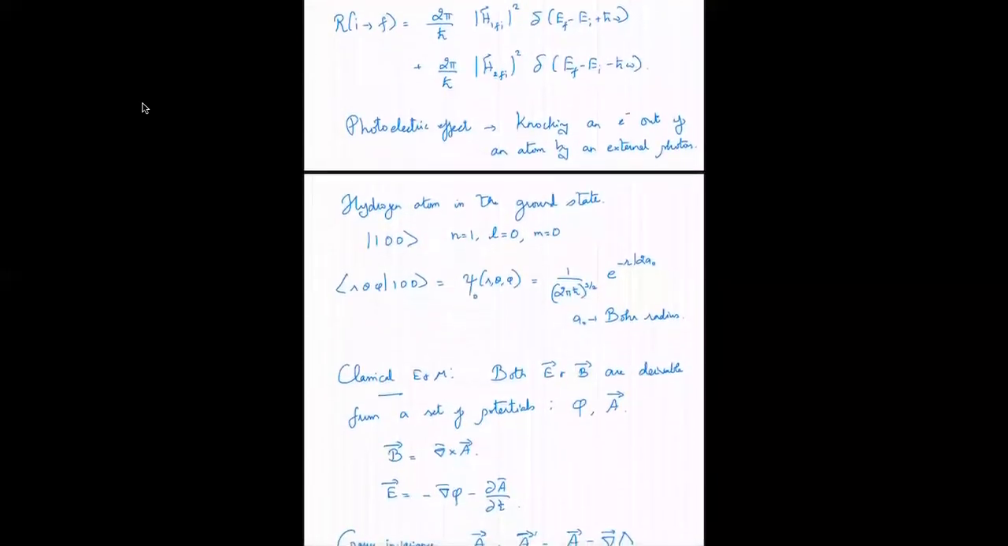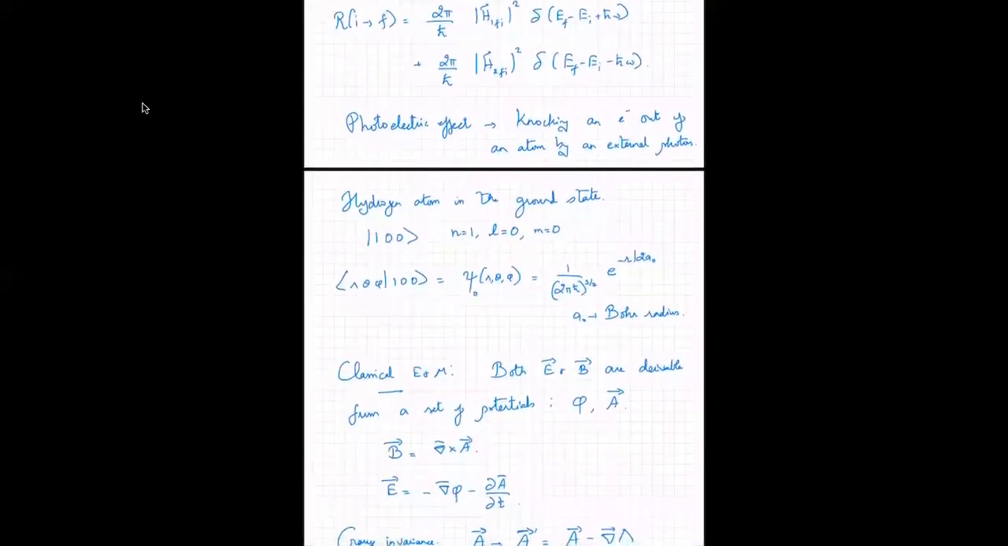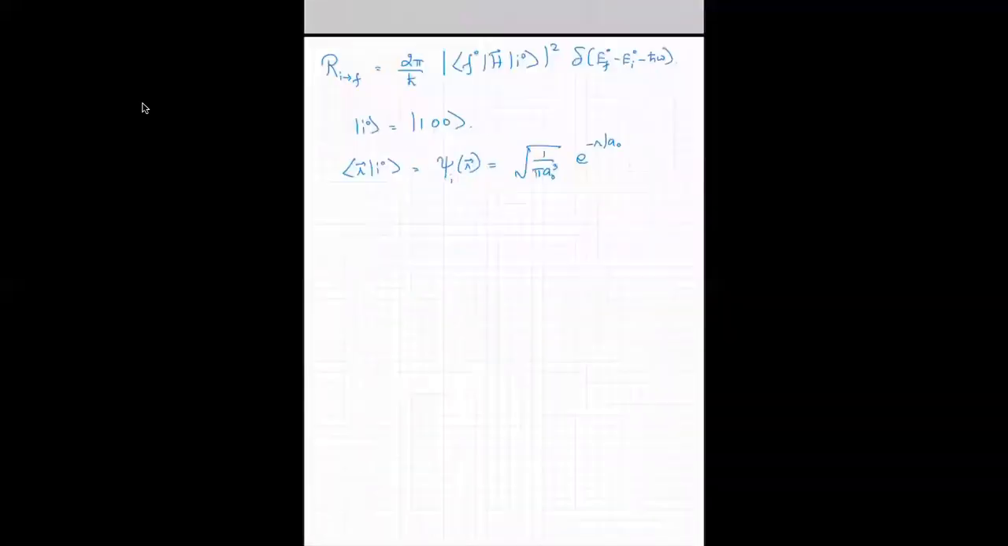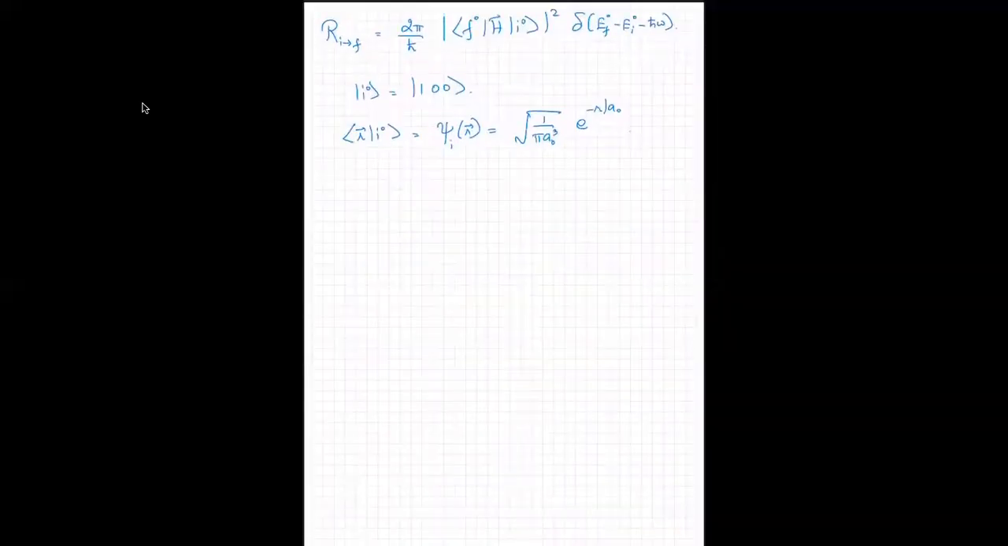So here I wrote the normalization as 2 pi h bar, which is incorrect. So this is the initial state, which is basically pi A0. Okay, so please make this correction in your notes. All right, so this is my final initial state. What is my final state?